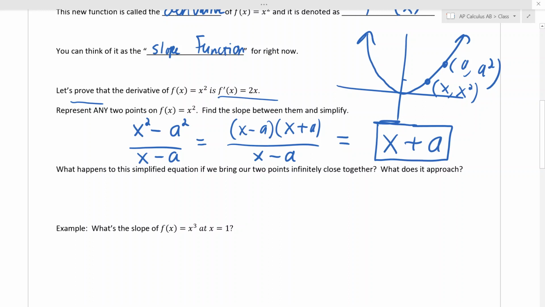Everybody good? A little bit of algebra, not too hard, right? Same concept, just slope, reducing it down. Okay?